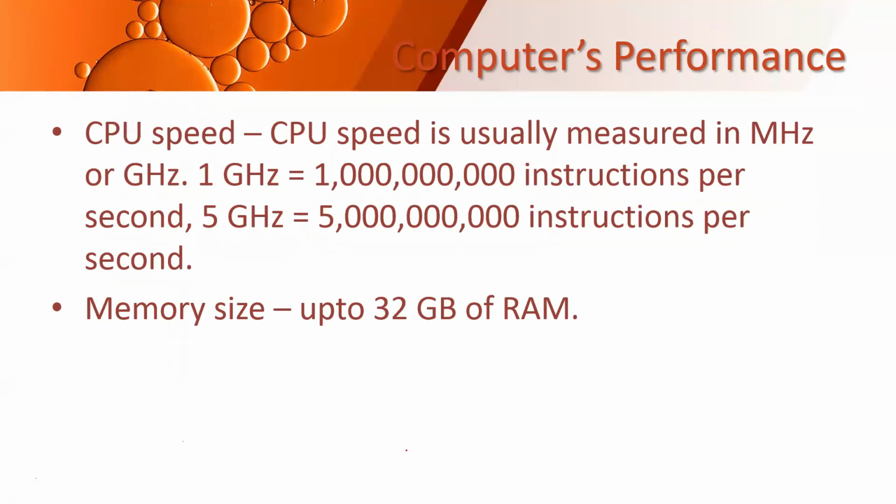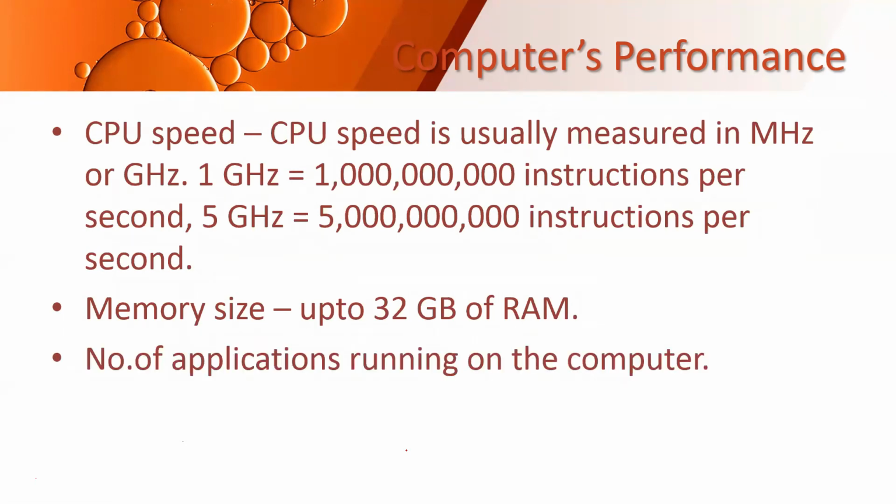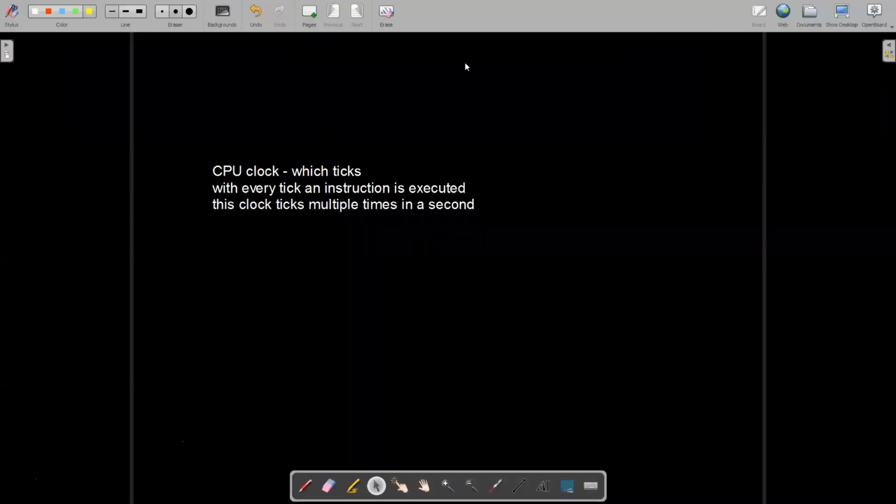Memory size up to 32 GB RAM is available. And sometimes if you are going for gaming computers with very high configuration, you can also get up to 64 GB of RAM or 1 terabyte of RAM. Okay. Number of applications running on computer. Now you might be thinking, what is this GB? What is this terabyte, TB? So let me tell you one thing.